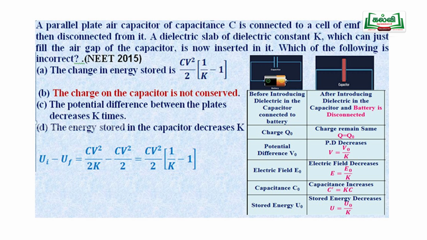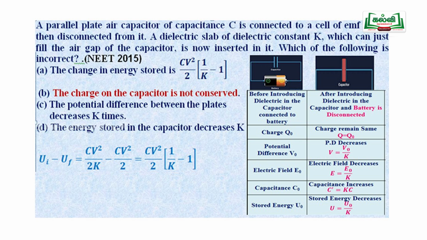And what is A? Change in energy. What is the change in energy? U_i minus U_f. What was the initial energy? C V squared by 2. What was the final energy? C V squared by 2K. So what will be the change in energy? If you take C V squared by 2 as common, you get C V squared by 2 into (1 by K minus 1). So A is also right.